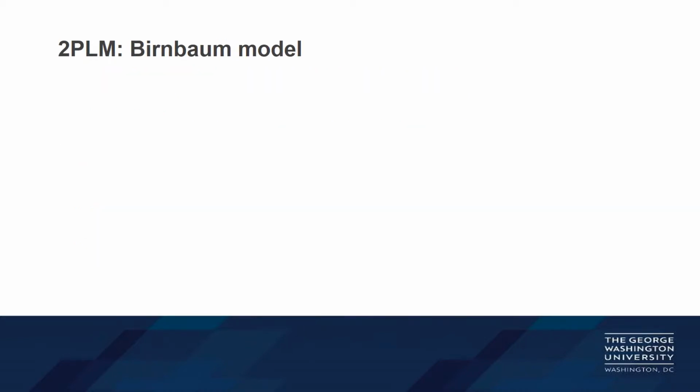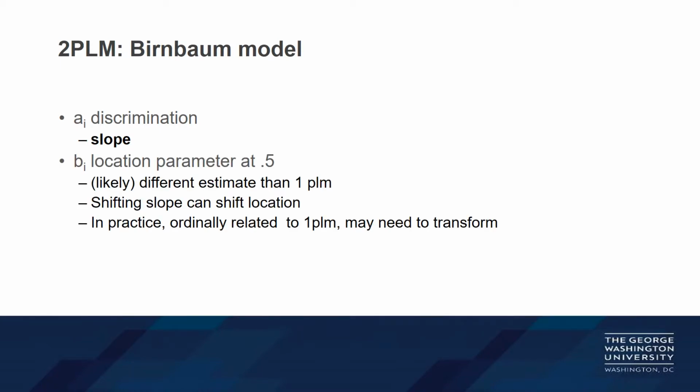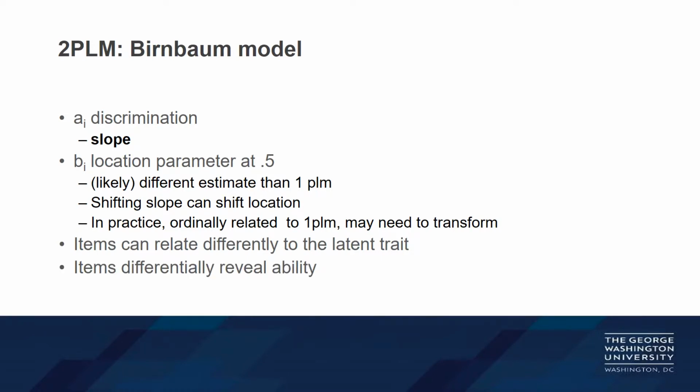We move from the one parameter model to the two parameter model. We call this the Birnbaum model. It's not named after Birnbaum. Our new parameter, we call a, is discrimination. We can think about it as the slope of our model. b is the location parameter, still at 0.5. This may be different than the one parameter model since we're changing the slopes. In practice, just to note, the one parameter and two parameter models should at least be ordinally related. Items can relate differently to the latent trait, and they may have items differentially revealing ability.